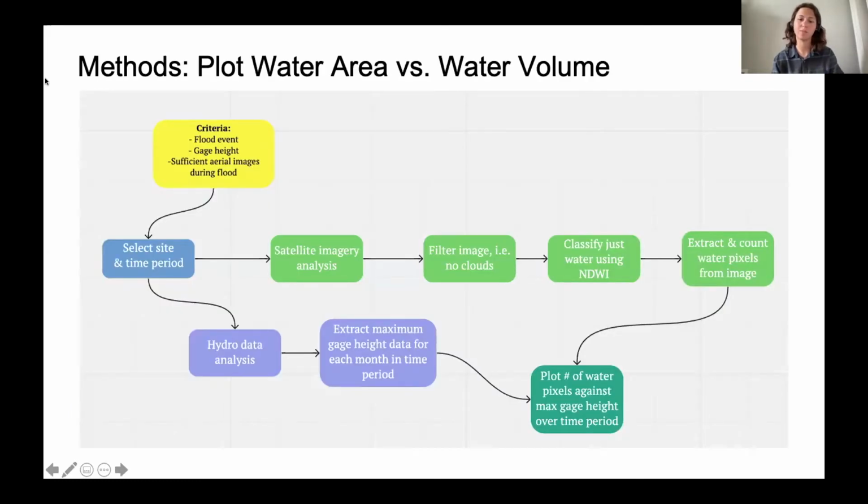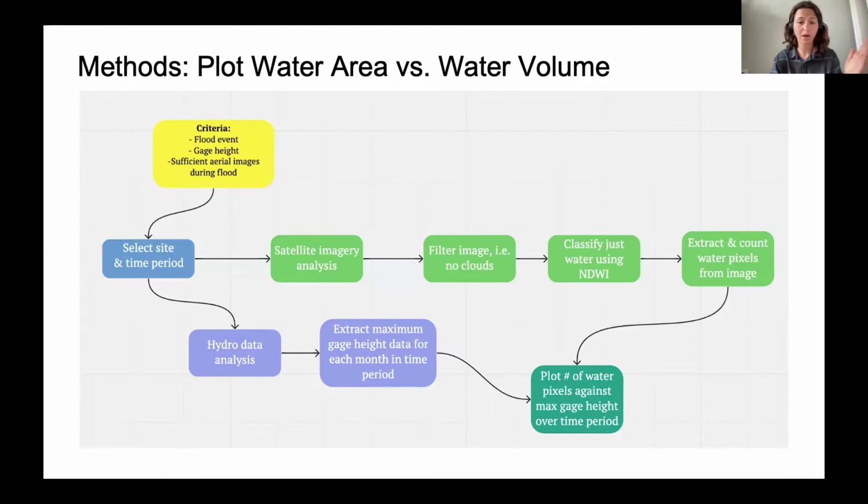All right, so our project goal was to visualize river geometry by plotting water area against water volume, right? So we can gather the data for water volume by utilizing data provided by the USGS as they measure water levels at more than 10,000 gauges throughout the US. We can gather the data for water area by using aerial imagery provided by satellites and extracting how much water covers the land in those images.